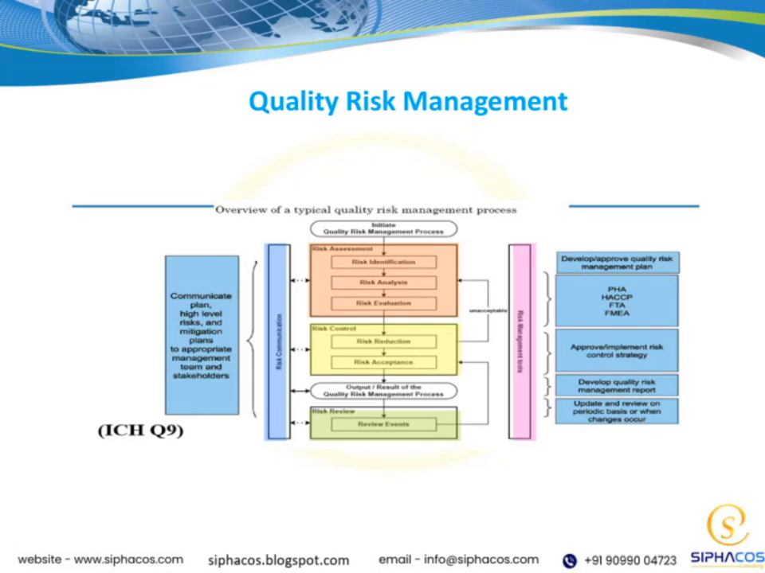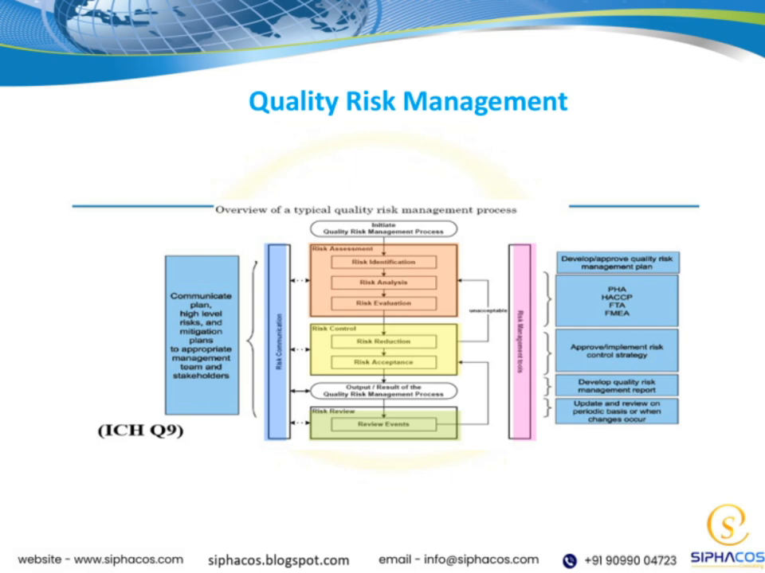Let's talk about quality risk management. This is a crucial aspect of our overall quality system. Essentially, it involves identifying potential risks that could impact the quality of our products or processes. Once we recognize these risks, we evaluate their likelihood and potential impact. The goal here is to prioritize which risks need immediate attention and which can be monitored over time.